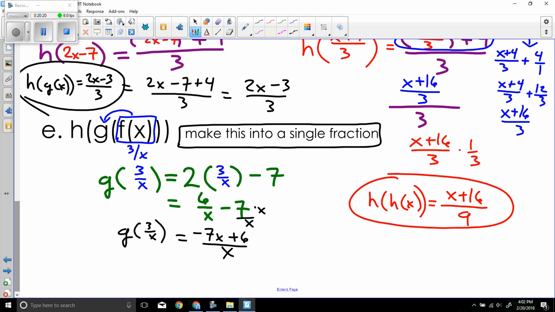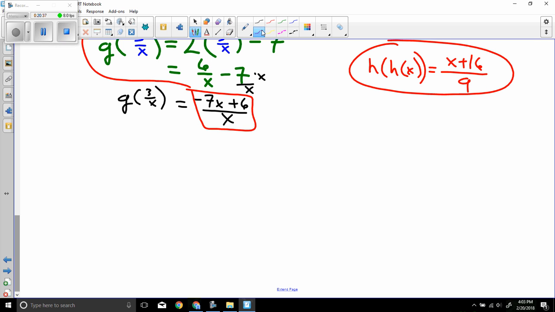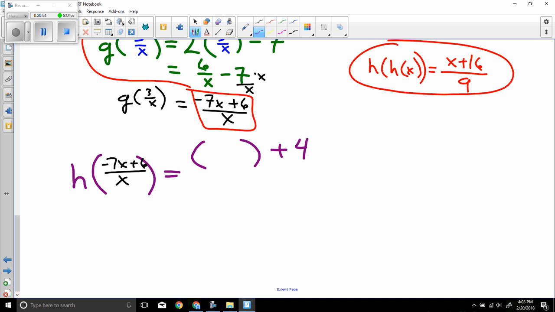This value now, this one right here, is this entire value. What am I supposed to do with all that? Well, I'm supposed to take it and plug it into h. I'm supposed to take that thing and plug it into h. All right. That's h of, well, what's the of? Well, you guessed it, right over here, it's that negative 7x plus 6 all over x. Now that thing's supposed to be equal to some x value plus 4, all divided by 3. Well, what's the x value? Yeah, you know, negative 7x plus 6 divided by x.